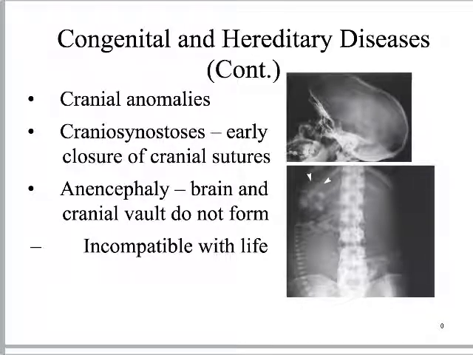Cranial anomalies can include things like early closure of the cranial sutures. So this can cause damage to the brain and alter brain growth. So we have a lateral skull series demonstrating just that. And then the final thing is anencephaly. This means that the brain and cranial vault do not develop at all. And so we have this image of, it looks like a KUB style image of a woman with a child that does not have basically a head.